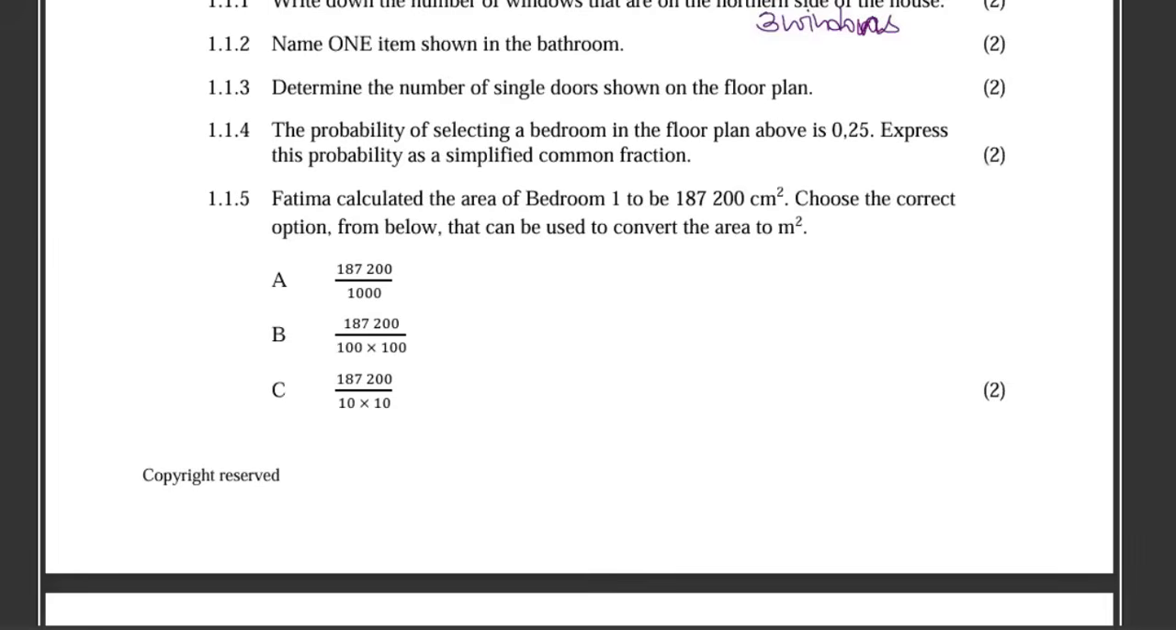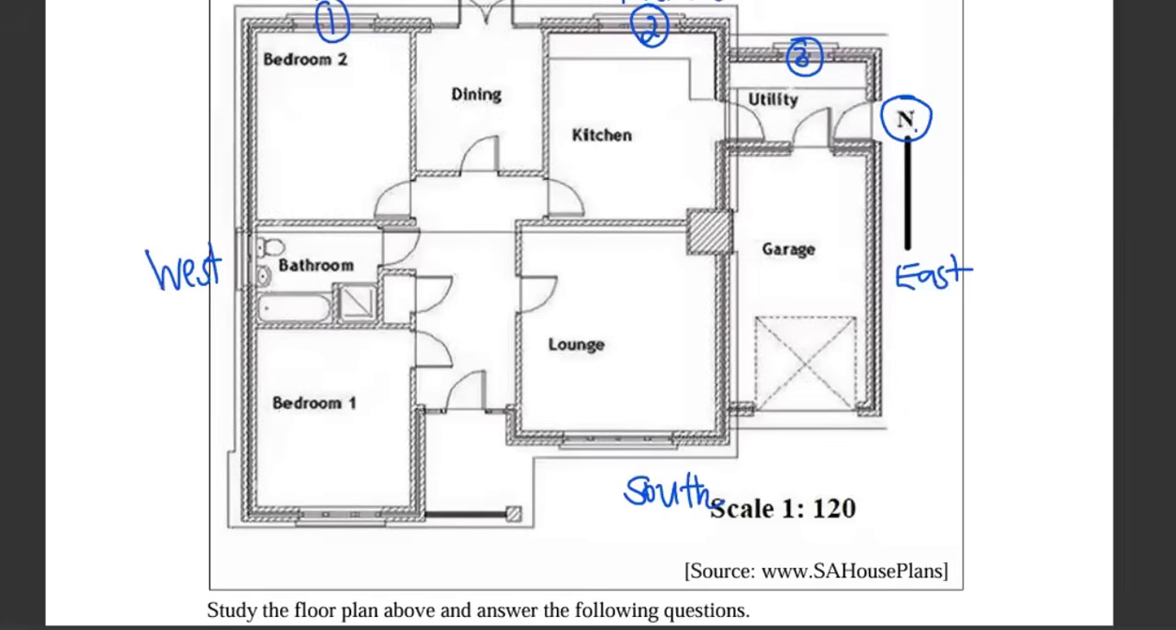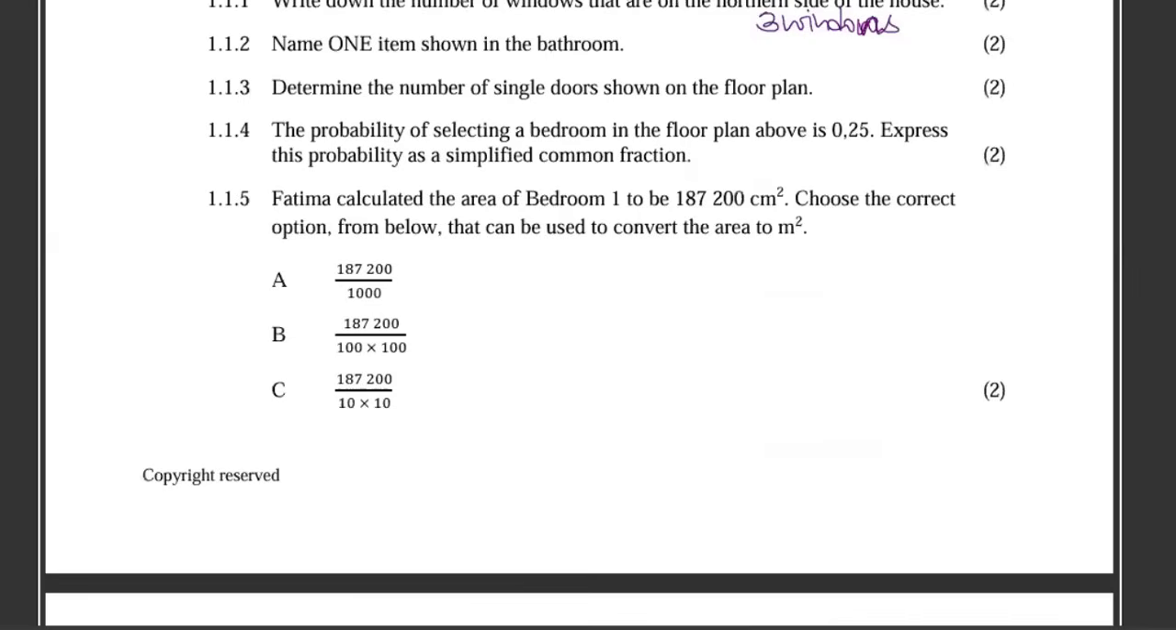Name one item in the bathroom. This is the bathroom. What items do you see? We have item 1, item 2, 3, and 4. They said mention one of these. So we have a toilet seat or toilet. Then you have the basin or the sink. You have the bathtub, or you can call it the tub, and the shower. So mention any of those.